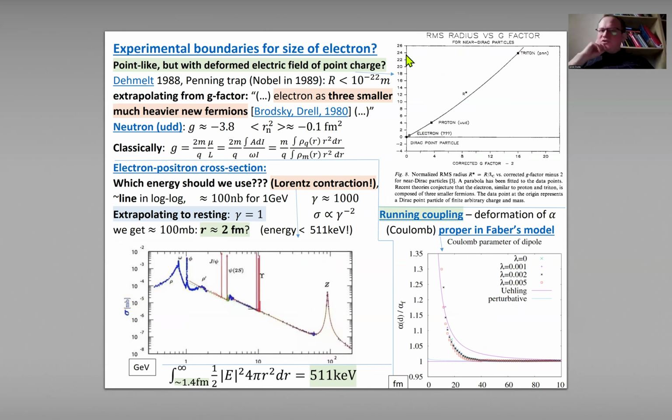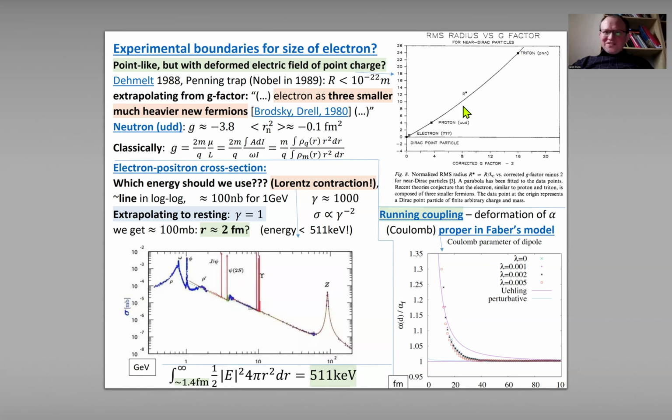So here is the plot he has used. He has assumed that the electron is made of three partons. So once again, we are not assuming any parton structure for the electron, just repairing the singularity. But he has assumed that the electron is made of three partons and compared it with the proton being made of three quarks and the triton being made of three nucleons. So here is the G factor minus 2, here is the radius.